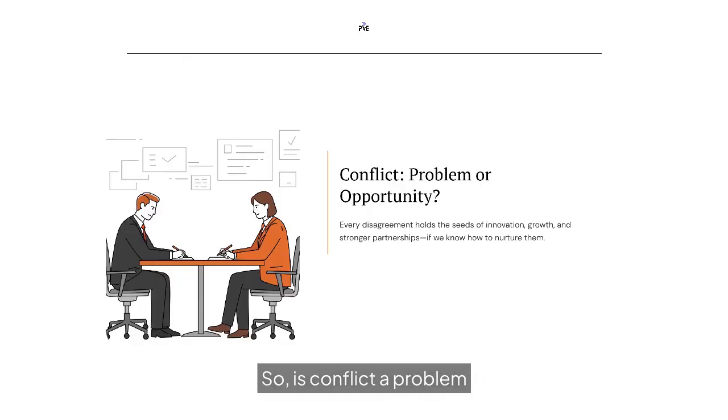So, is conflict a problem or an opportunity? The answer depends on how we approach it. When guided by openness and purpose, conflict becomes a powerful tool for personal and professional growth. It's not something to fear, but something to navigate, with awareness, respect, and the intention to build something better together.